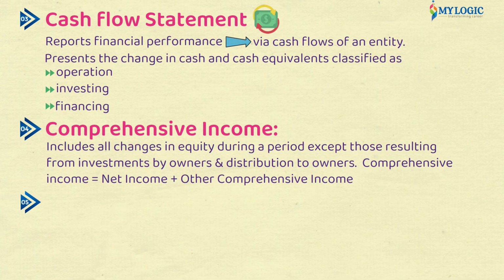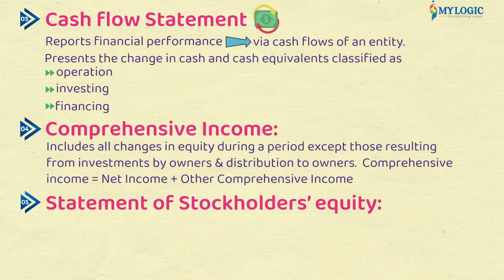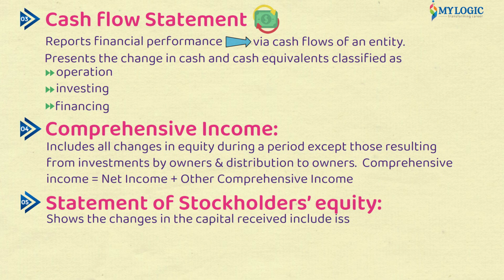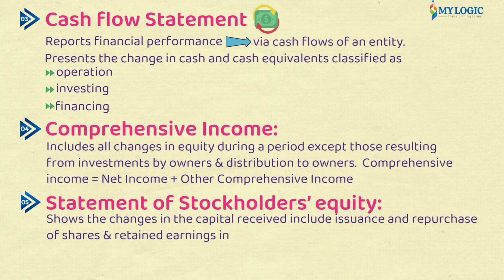Number 5. Statement of stockholders' equity. Shows the changes in the capital received, including issuance and repurchase of shares, and retained earnings, including net income and dividends for a period.